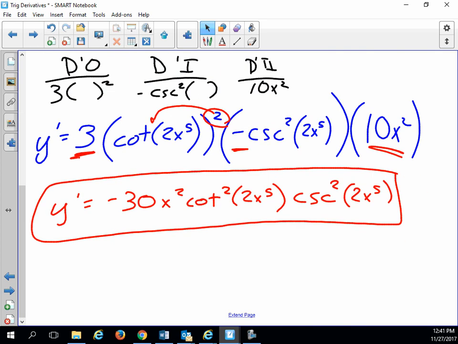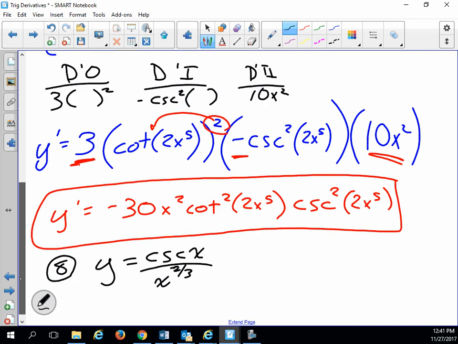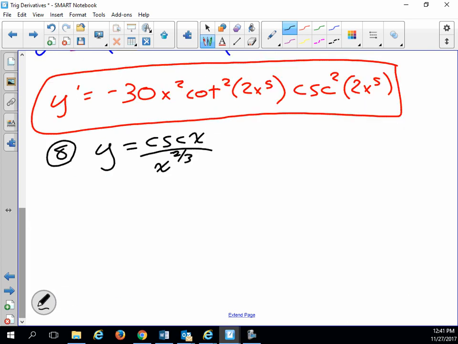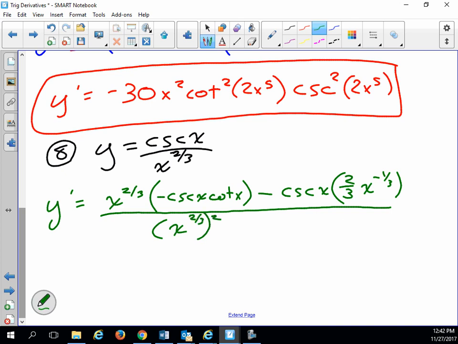Number 8. Then y equals cosecant x over x to the 2/3. You can either do product rule or you can do quotient rule. It actually does not matter. You look it up again, so they just will look different. I'm doing quotient rule. Low d high is negative cosecant cotangent, minus high d low, 2/3 x to the negative 1/3, all over low squared, x to the 2/3 squared.